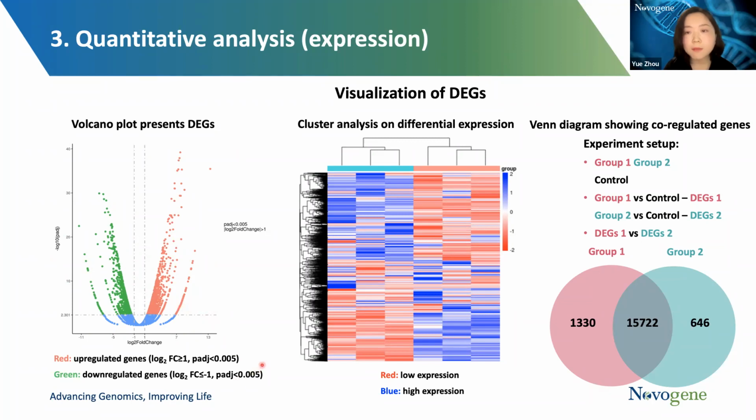But if you have more than two samples or groups, gene clustering is used to classify those DEGs with similar expression patterns for the subsequent analysis of data from experiments, such as time courses or multi-group comparisons. Also, the Venn diagram is a straightforward way of showing the co-regulated genes. And here we just show an example of the experiment setup.